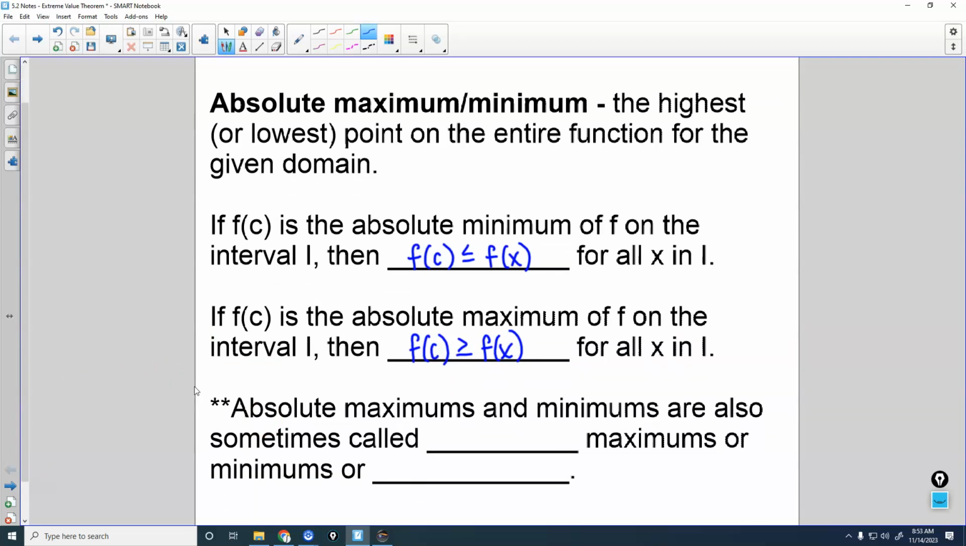So absolute maximums and minimums are also sometimes called, what are they sometimes called? Global. Global maximums or global minimums. I don't think I meant for that to be global there. Global maximums or extrema.